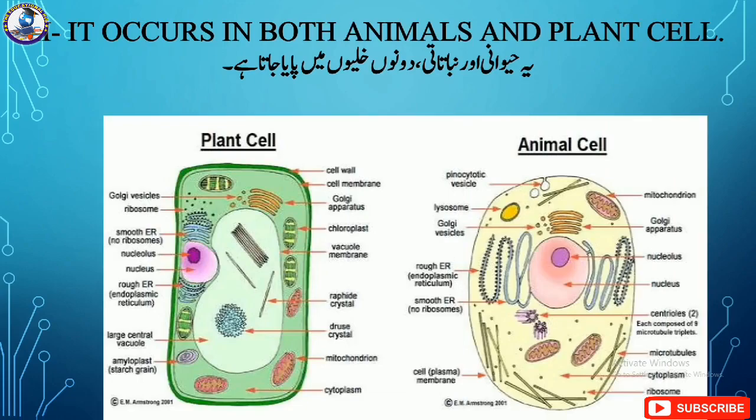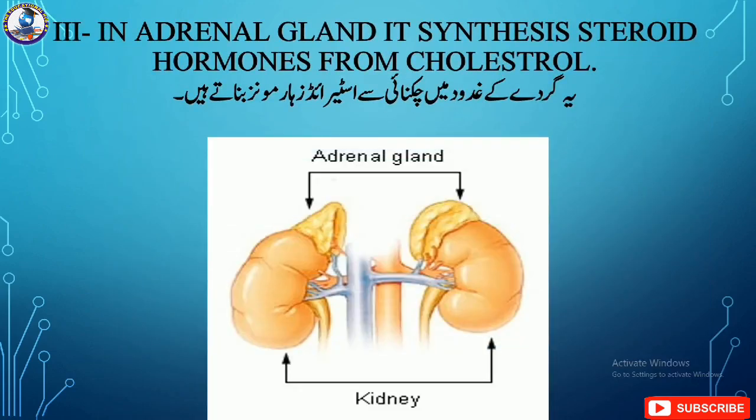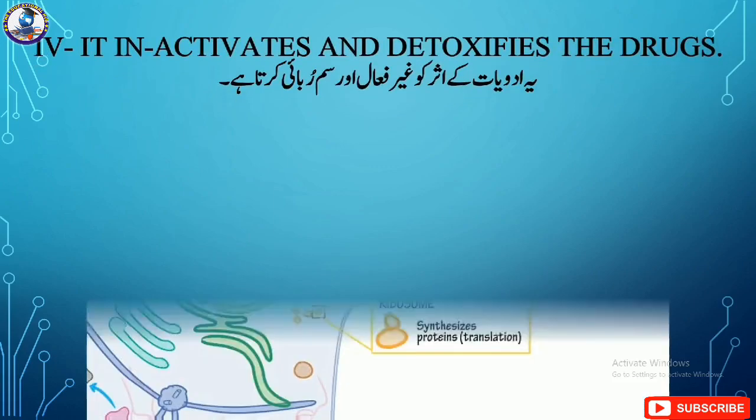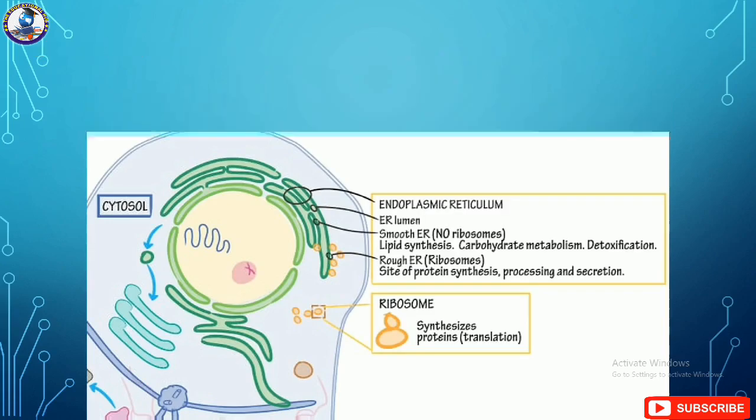Smooth endoplasmic reticulum is also present in both animal and plant cells. If we talk about the adrenal gland, which is present just above the kidney, in the adrenal gland the smooth endoplasmic reticulum synthesizes steroid hormones from cholesterol. One of the most important functions of smooth endoplasmic reticulum is that it inactivates and detoxifies drugs.